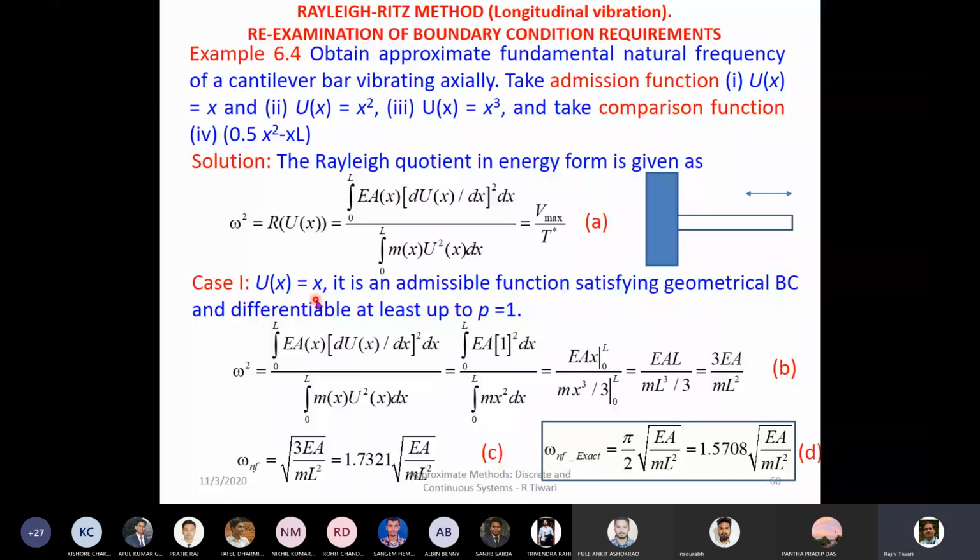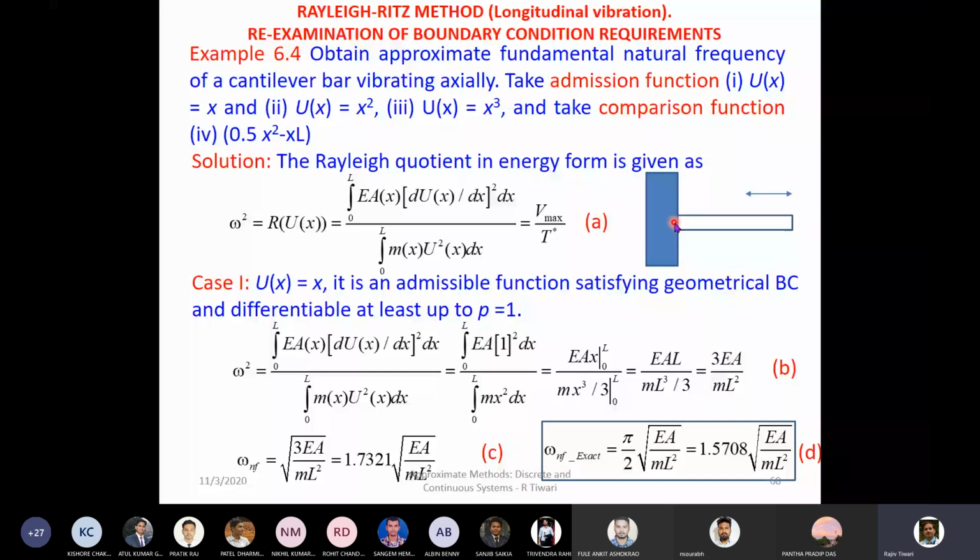Now, if we take the admissible function x, what is the requirement for the axial rod? It should be differentiable at least up to p equal to p, and p is 1 for the axial rod case. If we differentiate this once, we get a constant quantity 1. That means it is satisfying the requirement of differentiation.